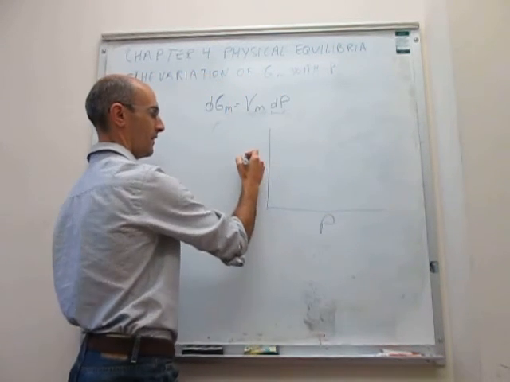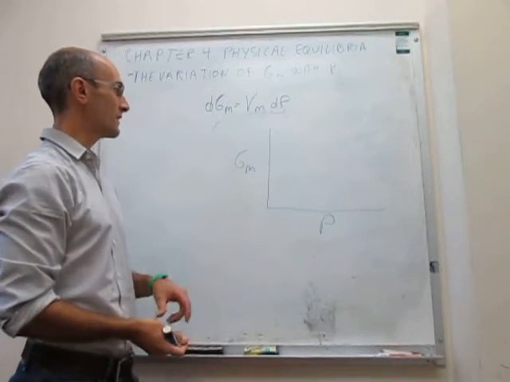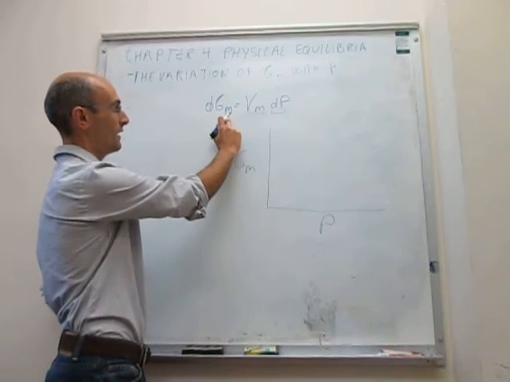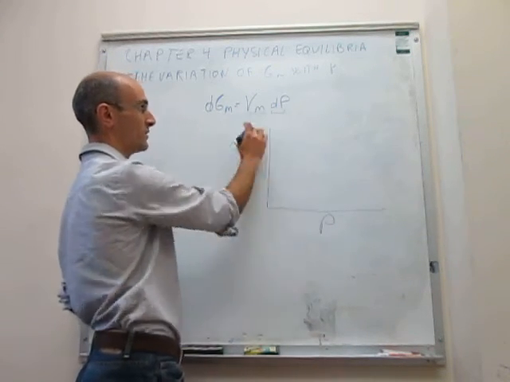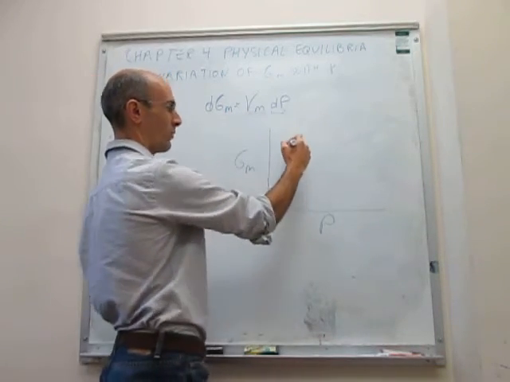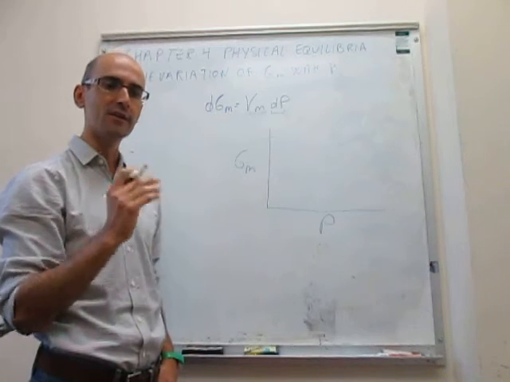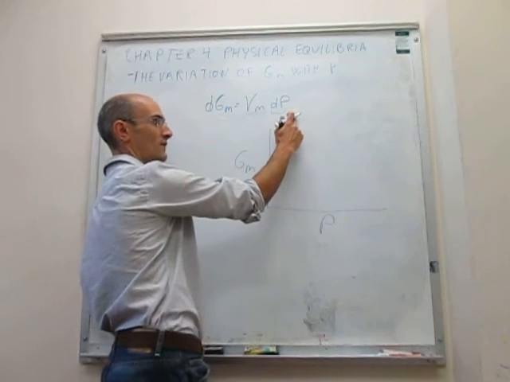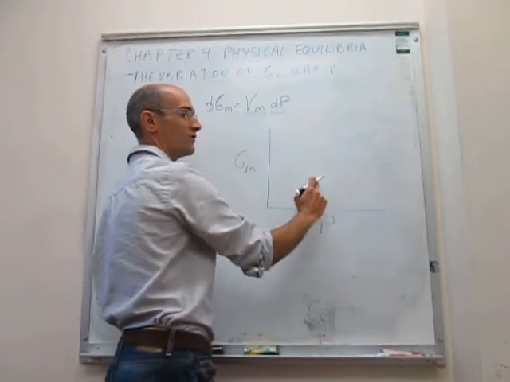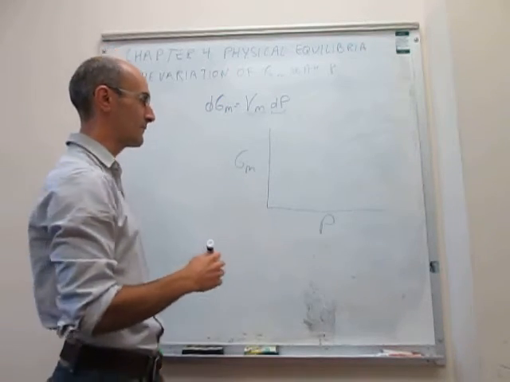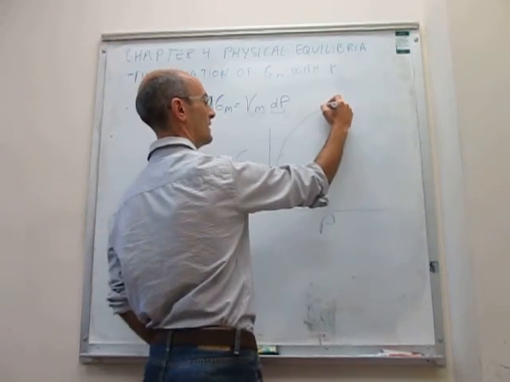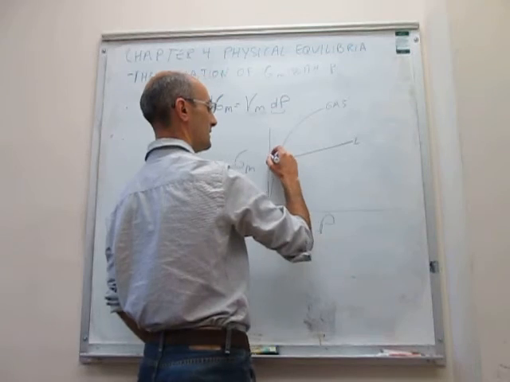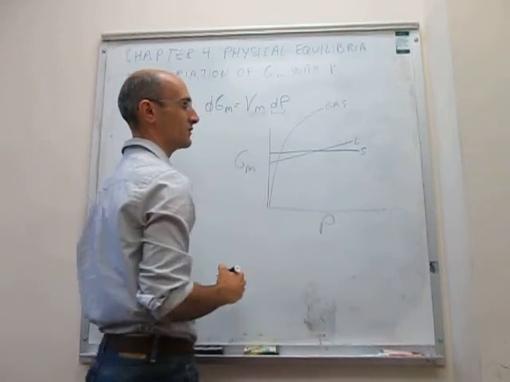We can plot the molar Gibbs energy versus pressure. And notice that because we're examining first derivatives, the slope of this molar Gibbs energy with respect to pressure is going to be exactly the molar volume. Because the molar volume of the gas is very large compared to the molar volume of the liquid or the solid, the slope of the gas line is going to be very, very steep, and those of the liquid and the solid are going to be not so steep. So we can draw here that this is going to be the equation for the gas, this is going to be the variation of the molar Gibbs energy for the liquid, and this is going to be the variation of the molar Gibbs energy with pressure for the solid.